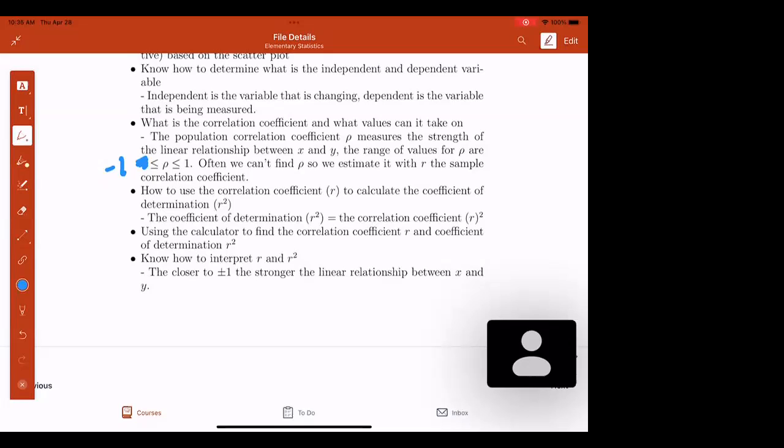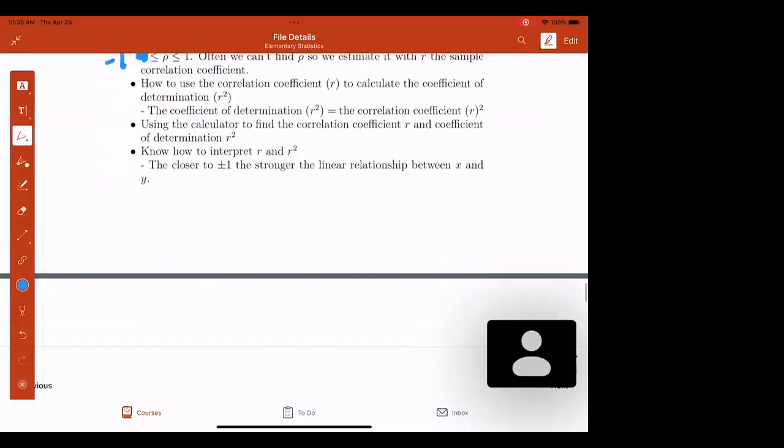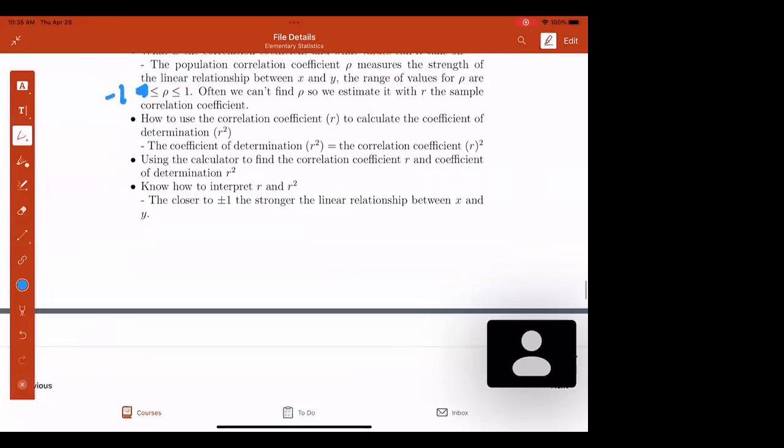What else? Oh, the definition of what the coefficient of determination is. Did I not put that there? Oh, wait, did I? There it is at the bottom, never mind.